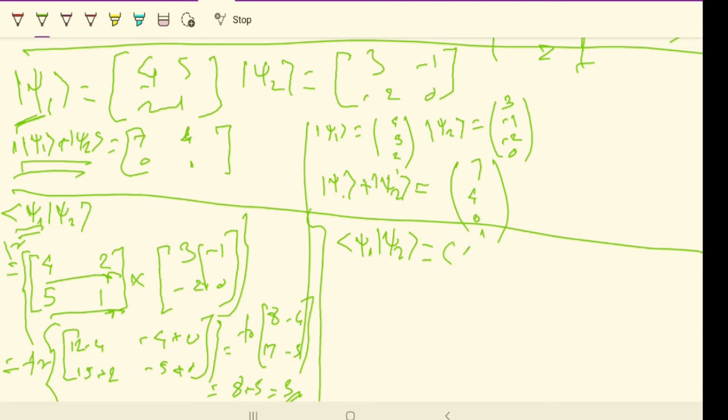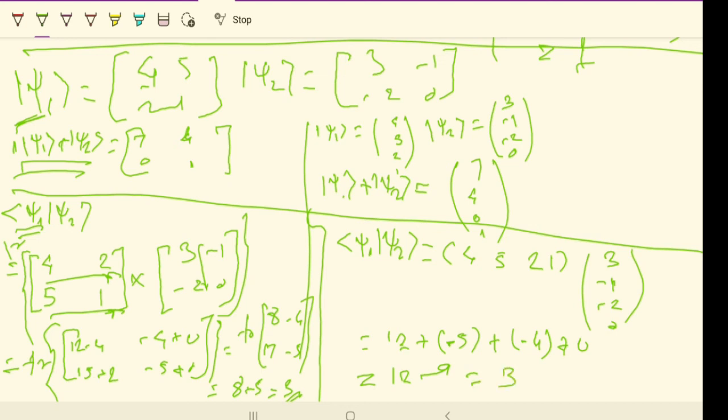Now let's see what will be the inner product using this matrix representation. Psi 1, psi 2 will be equal to, now bra psi 1 will be equal to row matrix 4, 5, 2, 1, and ket psi 2 will be equal to 3, minus 1, minus 2, 0. So that would be equal to 12 plus minus 5 plus minus 4 plus 0. So that would be 12 minus 9, which is equal to 3.